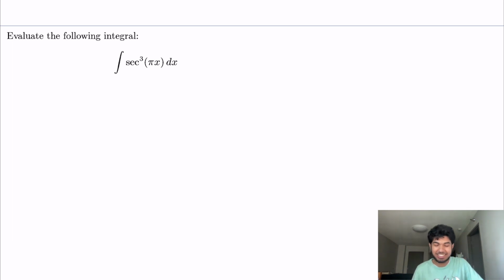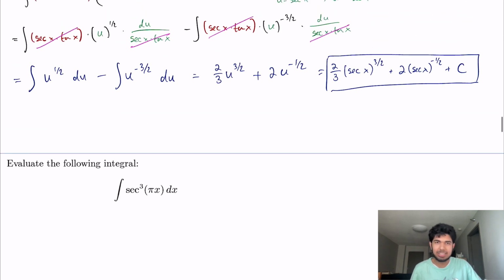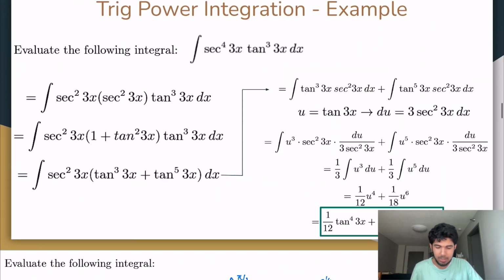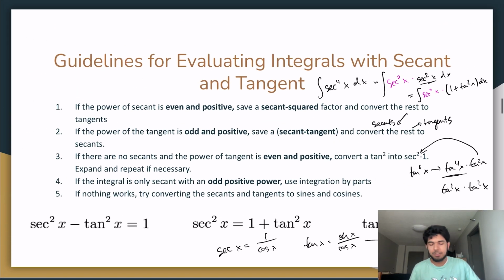The integral of secant cubed of x dx. Let's scroll back to our guidelines, see what we have to work with. Remember the powers. The power of secant is 3, and the power of tangent is 0. We know secant and tangent go hand in hand, so we'll just say tangent is 0. Scrolling back up, if the power of secant is even and positive, it's not. Let's go to the next guideline.